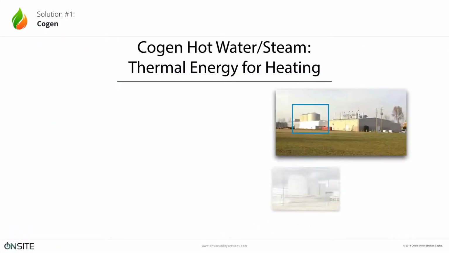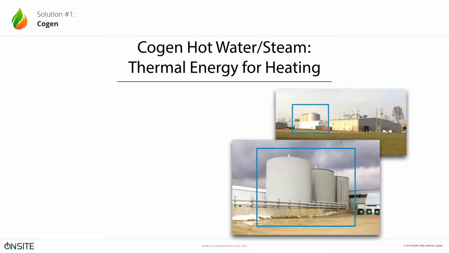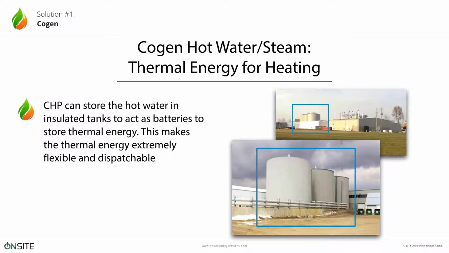Cogen hot water steam, thermal energy for heating. If you can't use the hot water during the day, or you only generate for part of the day but need heat at night, the cogen system can store the hot water in insulated tanks to act as batteries to store thermal energy. This makes the thermal energy extremely flexible and dispatchable.